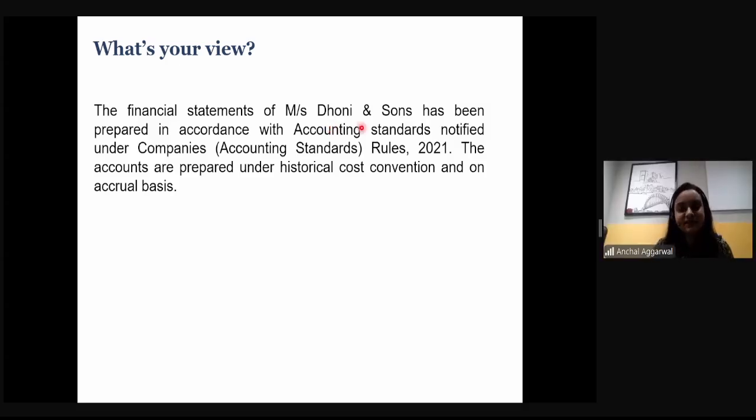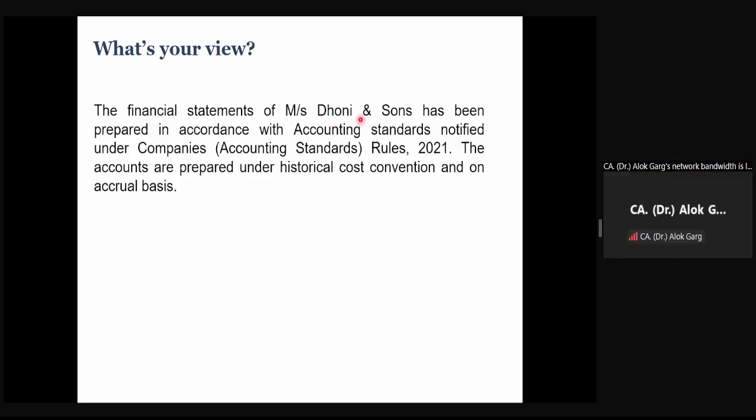But it is not right because it is a non-corporate entity. So one has to write: the financial statement of Messrs Dhoni and Sons has been prepared in accordance with accounting standard issued by the Institute of Chartered Accountants of India, not notified under Companies AS Rules, right? Because the Companies Act is not applicable on non-corporate entities. Correct.